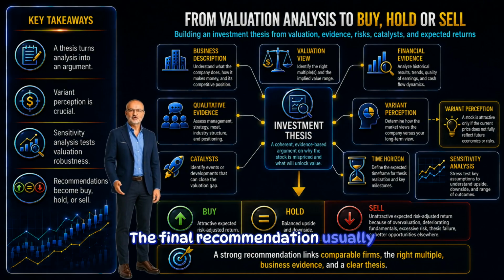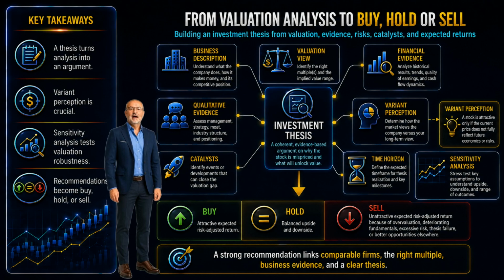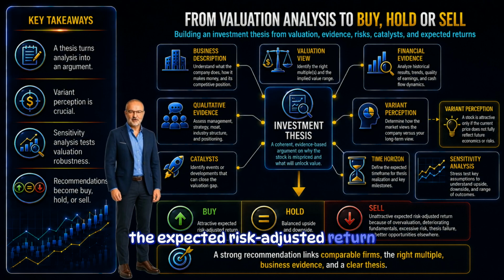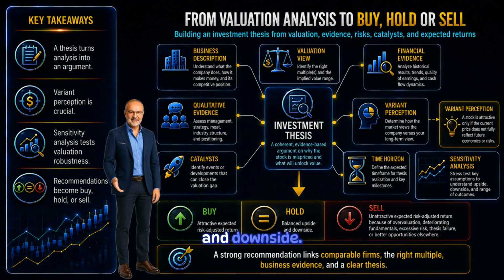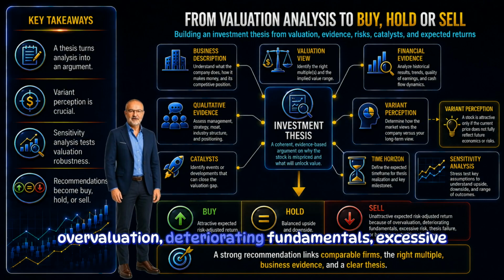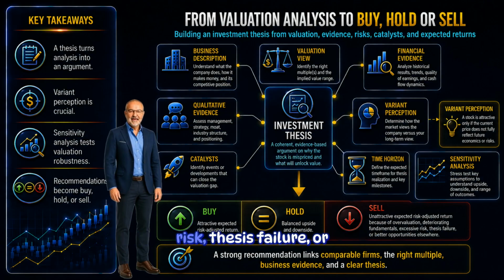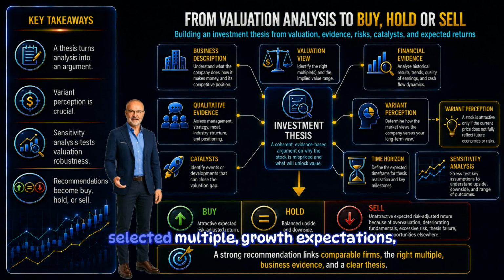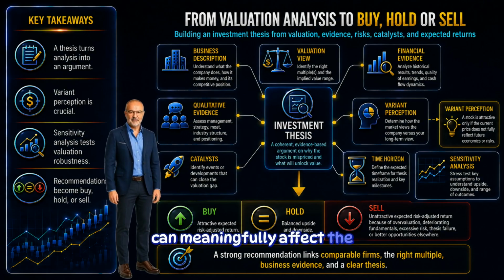The final recommendation usually becomes buy, hold, or sell. A buy recommendation means the expected risk-adjusted return appears attractive relative to alternatives. A hold recommendation means the current price appears reasonably balanced against upside and downside. A sell recommendation means the expected risk-adjusted return appears unattractive because of overvaluation, deteriorating fundamentals, excessive risk, thesis failure, or better opportunities elsewhere. The analyst should also consider sensitivity analysis. Small changes in the selected multiple, growth expectations, margins, or risk assumptions can meaningfully affect the implied value.